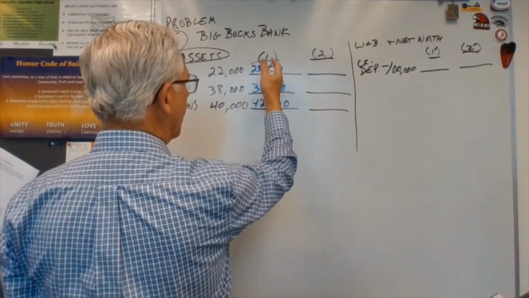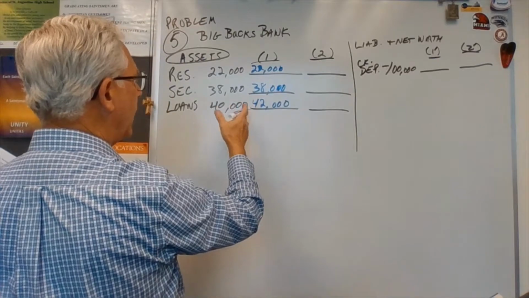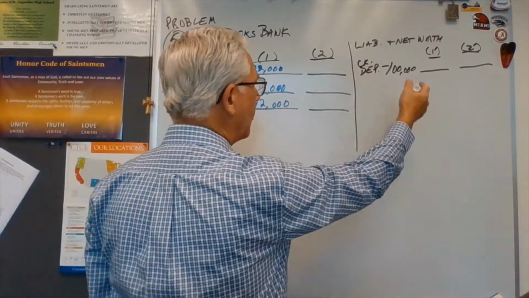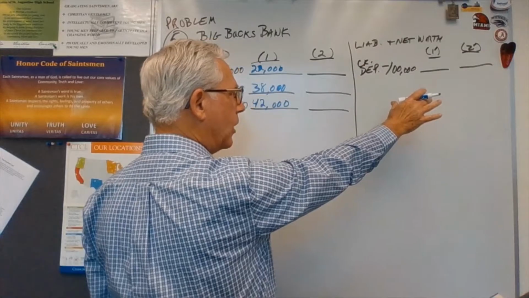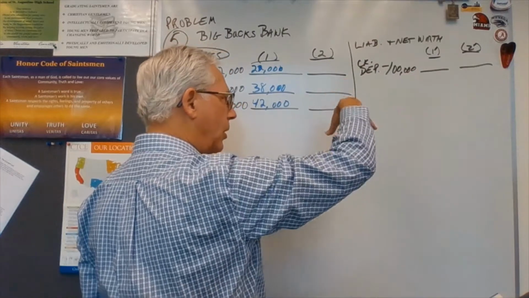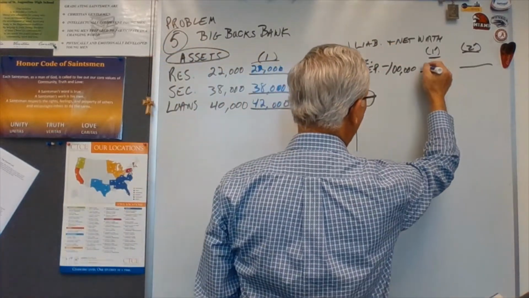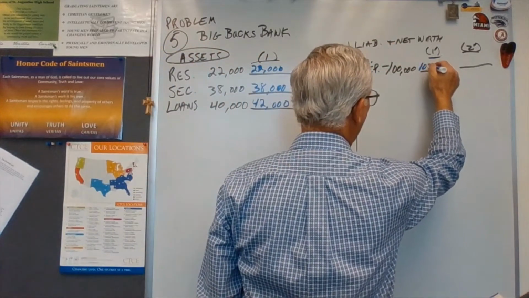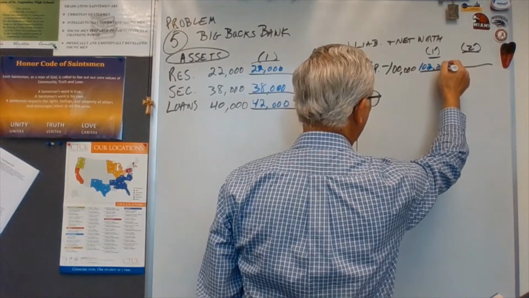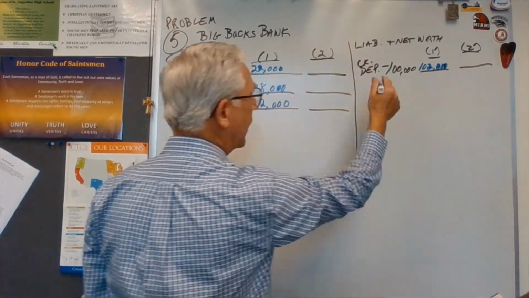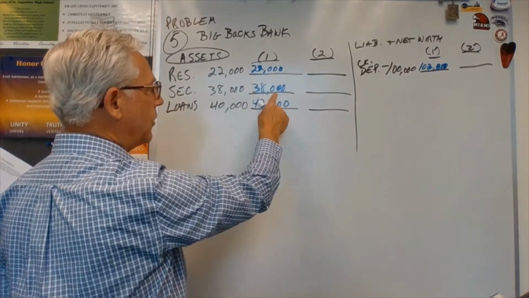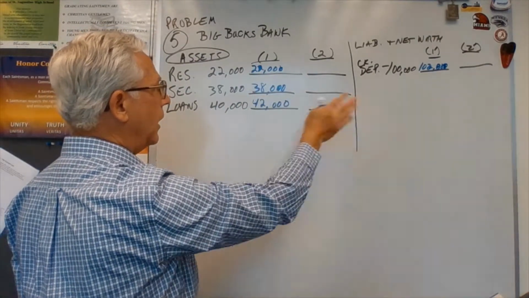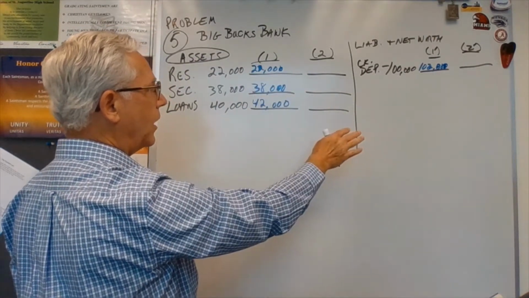Okay, so this is increased by $2,000 because we made the loan. Over here, we gave whoever borrowed the money a checking account on our bank. So now checkable deposits have gone to $102,000. Okay, $102,000, $22,000, $38,000, $42,000, and everything balances on both sides.